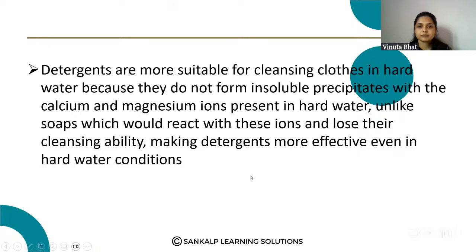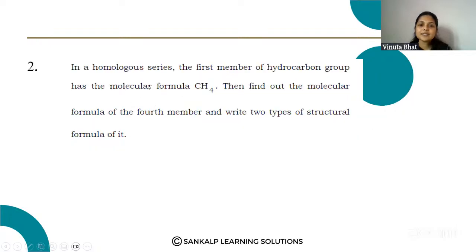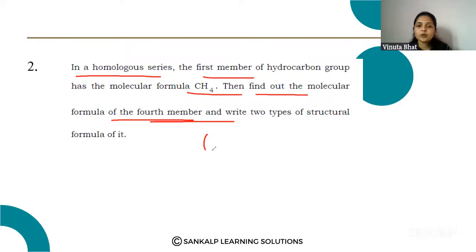Next question. In a homologous series, the first member of the hydrocarbon group has molecular formula CH4. Then find out the molecular formula of the fourth member and write 2 types of structural formula of it. Here, in a homologous series, the first member is CH4. The fourth member has 4 carbon atoms, and we write 2 types of its structural formula.